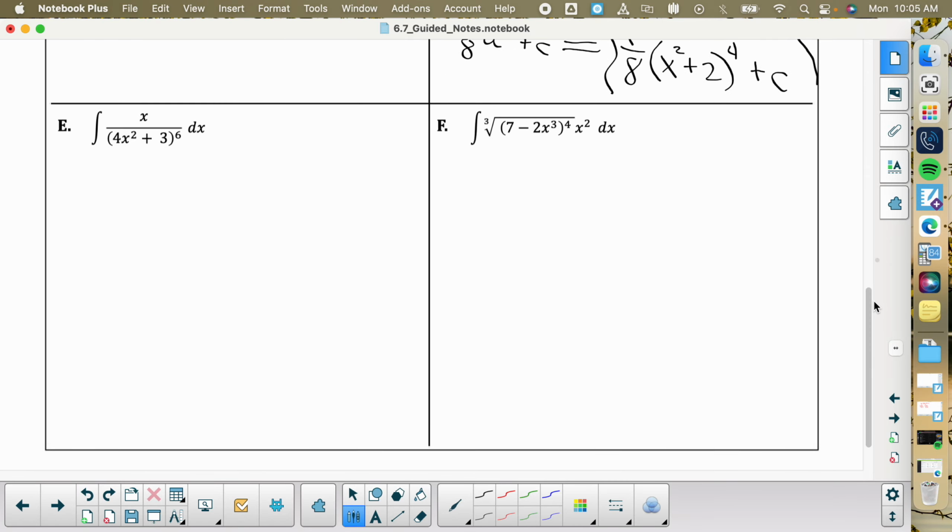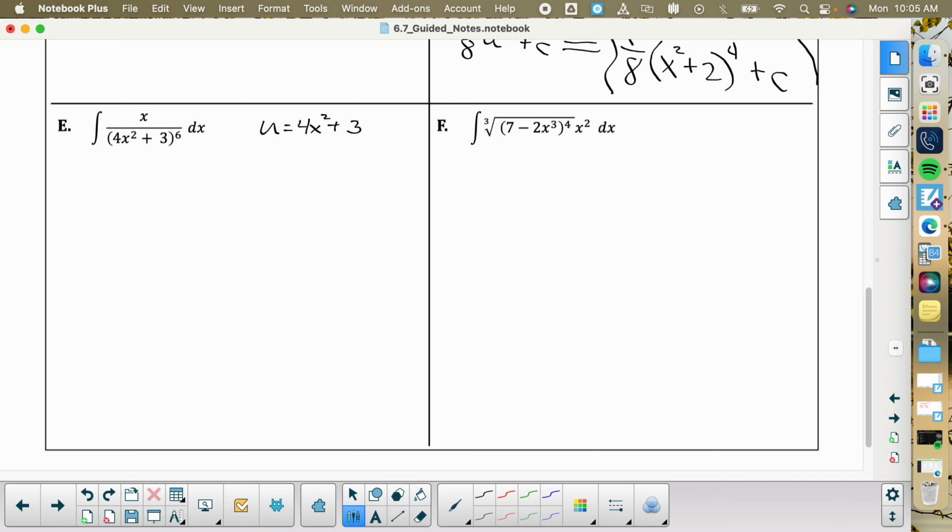On E, when I look at E, the derivative of 4x squared plus 3 is very much going to be 8x, and that's kind of close to 8x, the difference being a number multiplier. So U would be 4x squared plus 3.